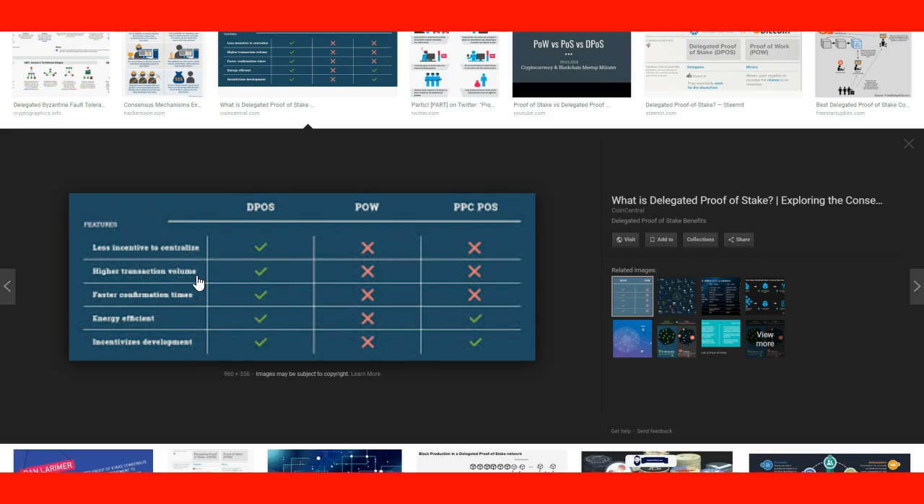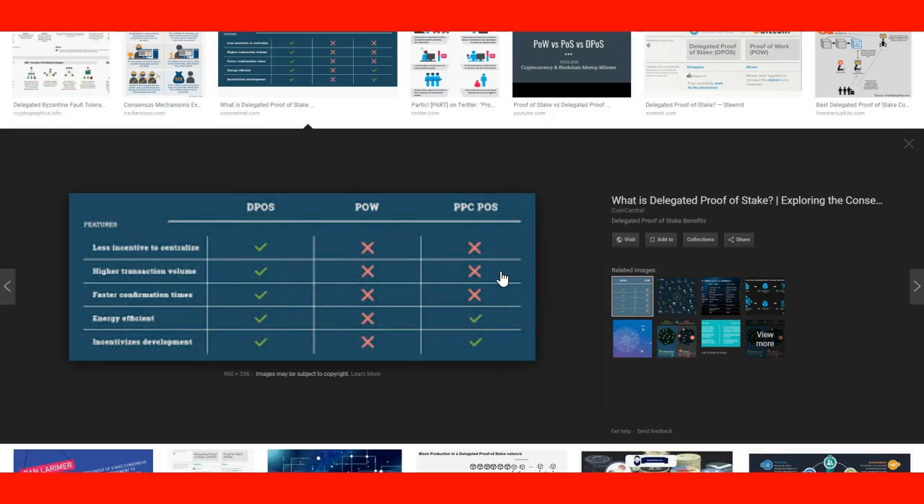Higher transaction volume. Okay, sorry about that. Delegated proof of stake has a check mark, proof of work has an X, and proof of stake has an X. And I'm not too sure why that is. Like I said, guys, I'm not an expert in this, but my opinion as far as proof of work is because it takes a longer time to make transactions on proof of work coins or blockchains, I should say, versus proof of stake and delegated proof of stake. I'm not too sure why proof of stake has an X.